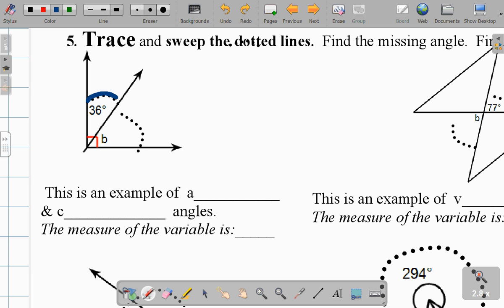So let's trace and sweep. I'm doing this first one, the 2 dotted lines. We're on page 4, folks. Page 4 from today's list. Now look at that red. That red means they add up to how much? 90.